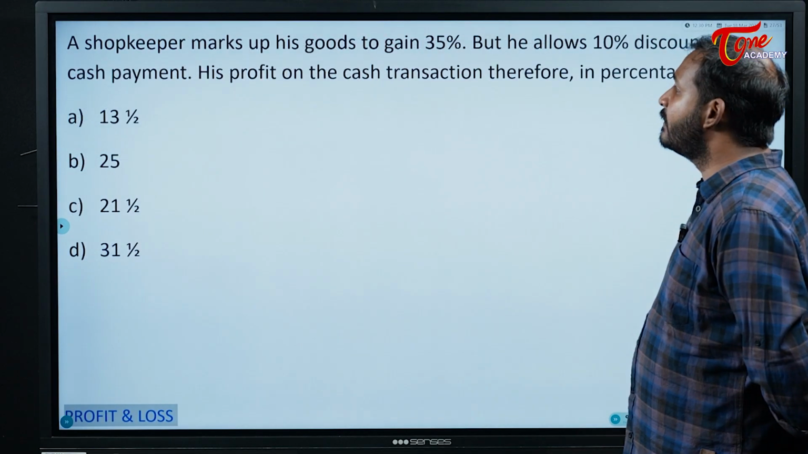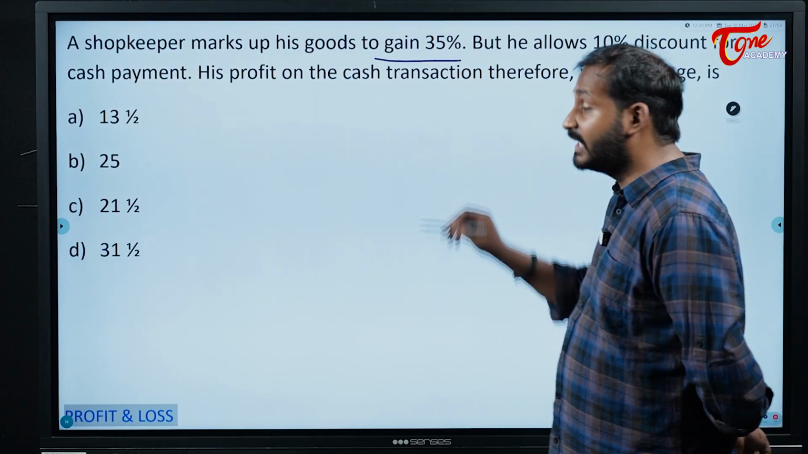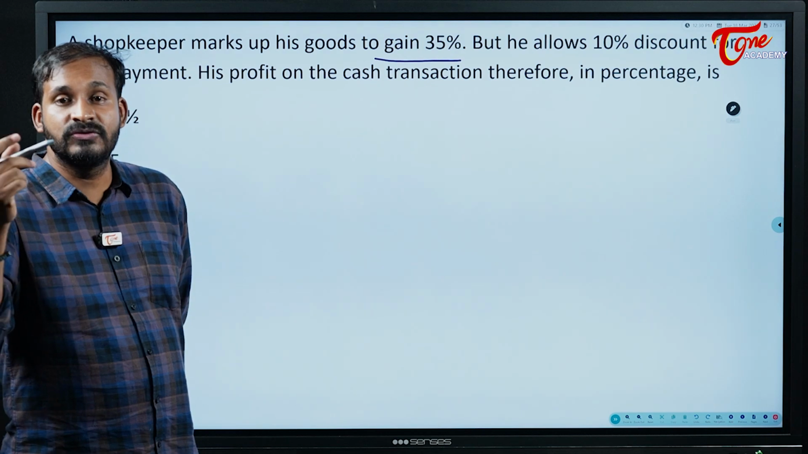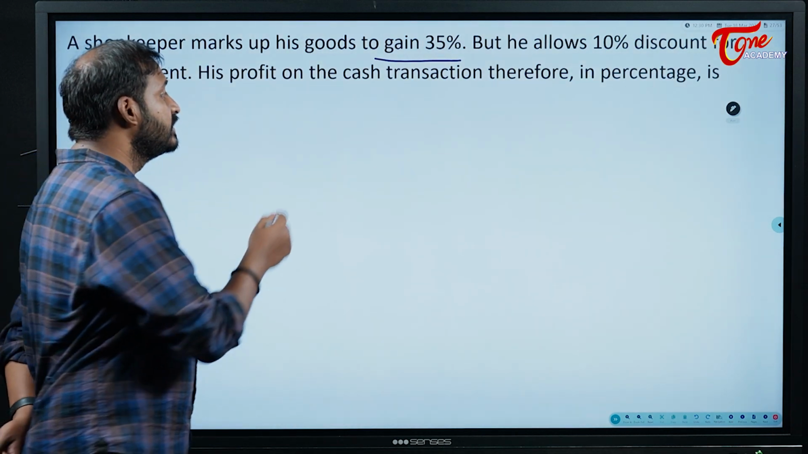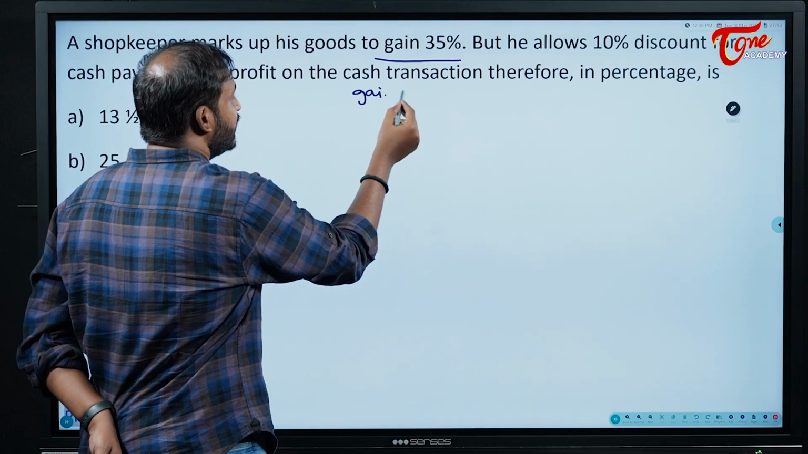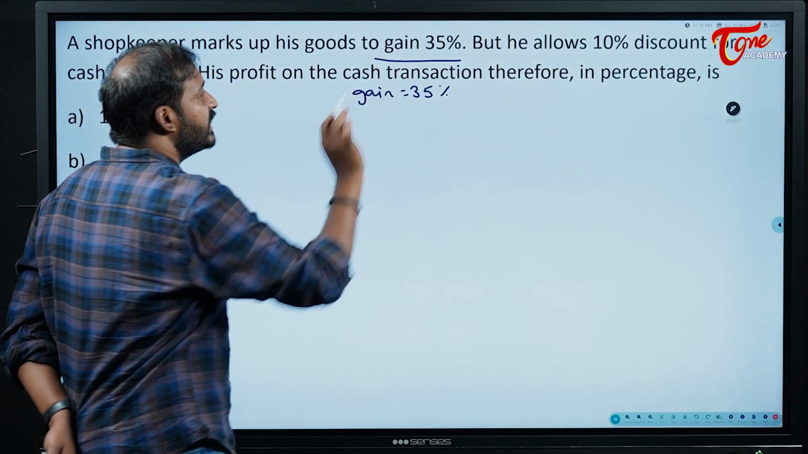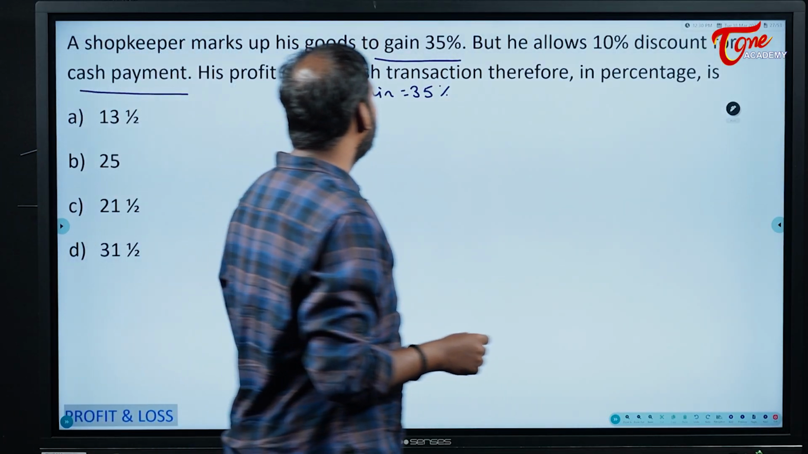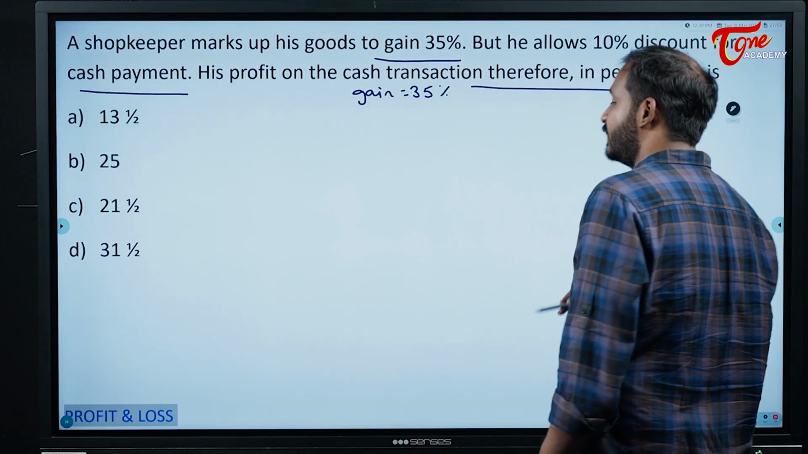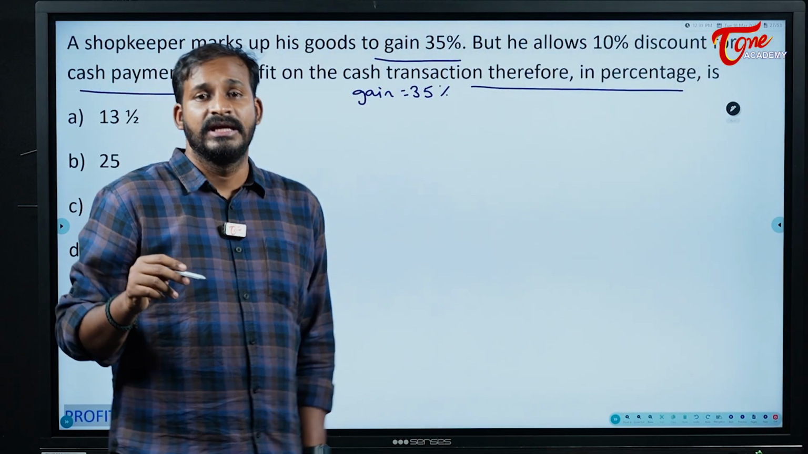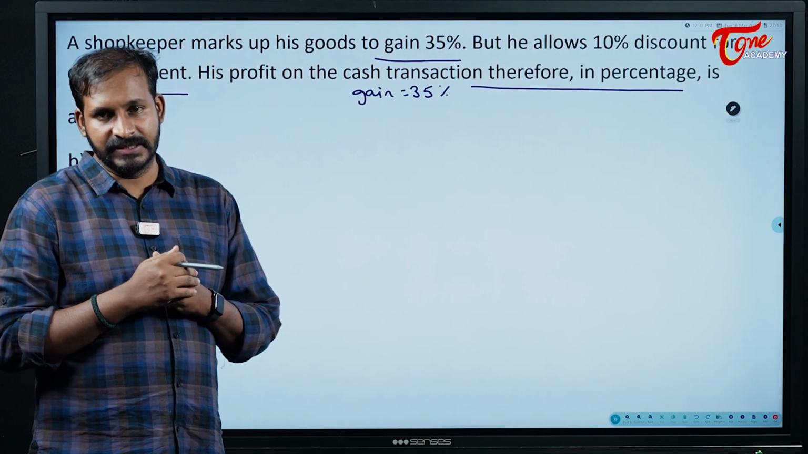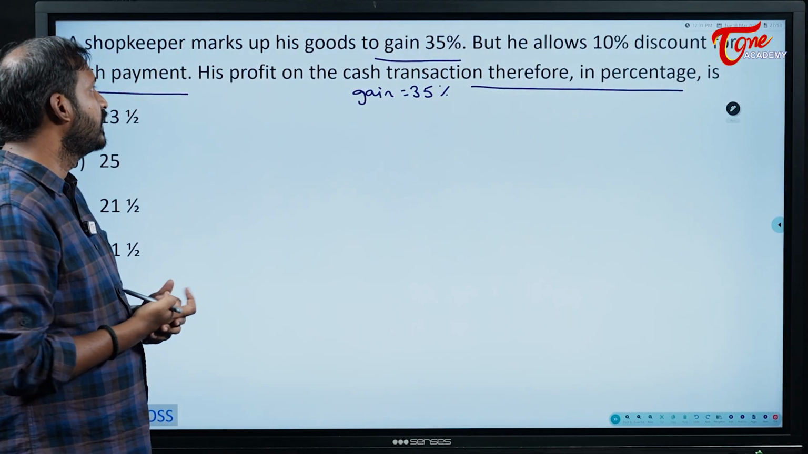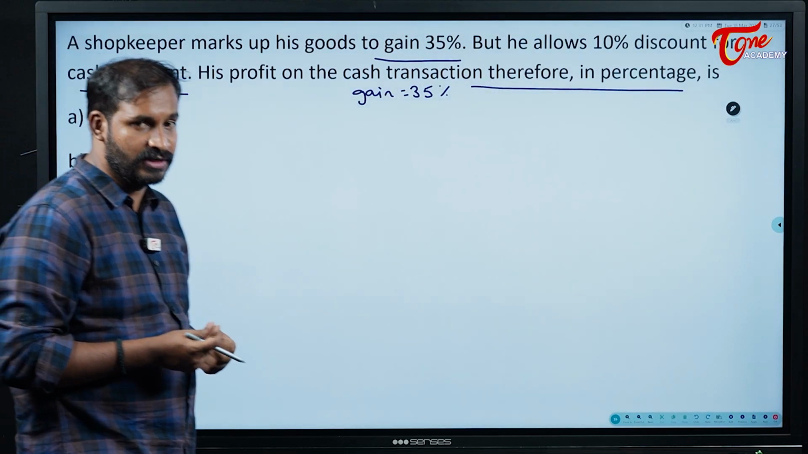Next. A shopkeeper marks up his goods to gain 35%. Now, see here, he didn't mark it up to 35%. He marked up his goods to get a gain of 35%. So, here they have given us the final, that is 35%. But he allows a discount, 10% discount for the cash payment. His profit on the cash transactions therefore in percentages. That means see here, overall he is getting a gain of 35%. But he is allowing a discount of 10%.